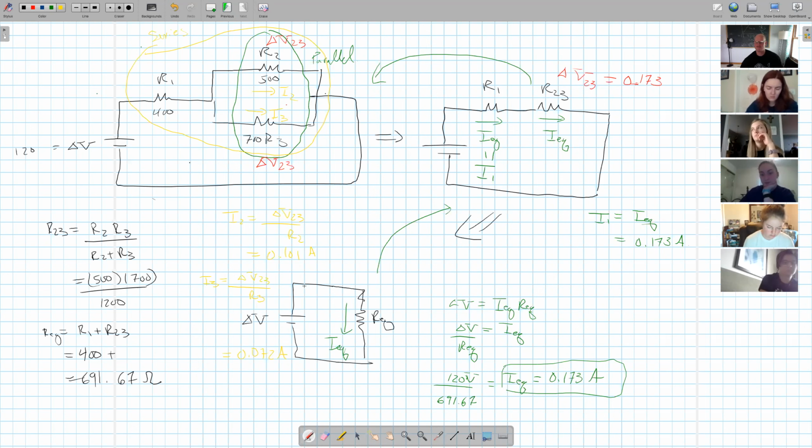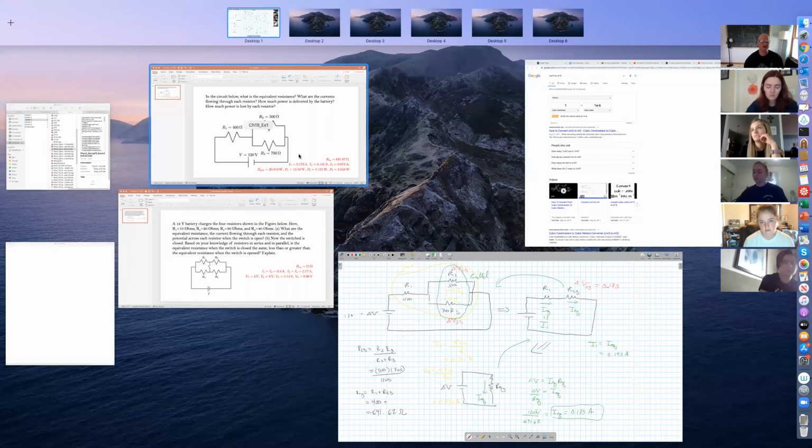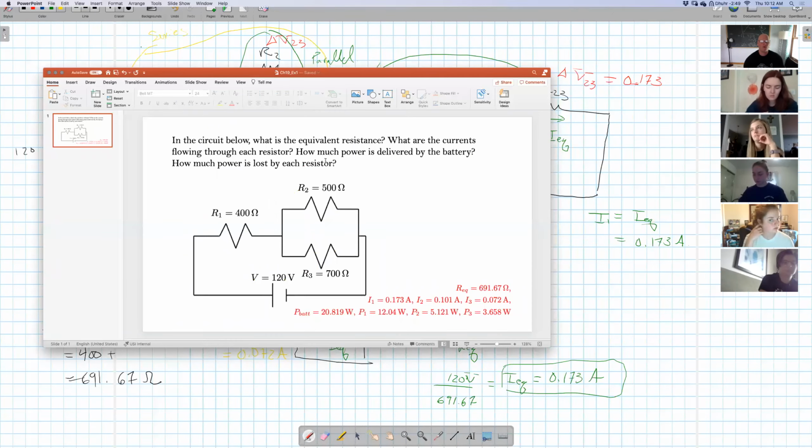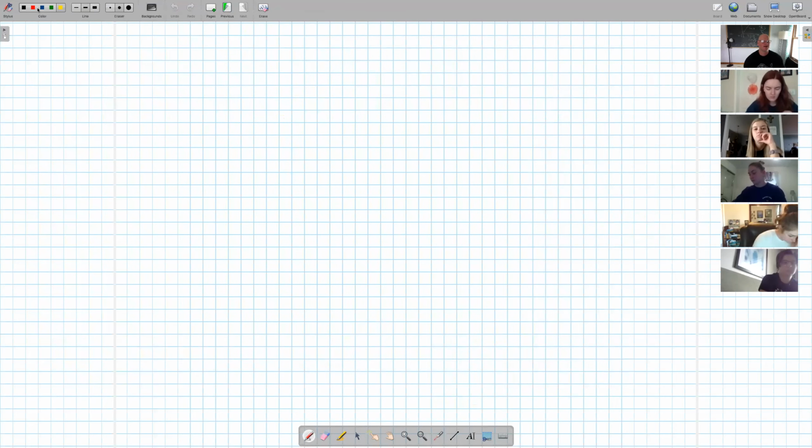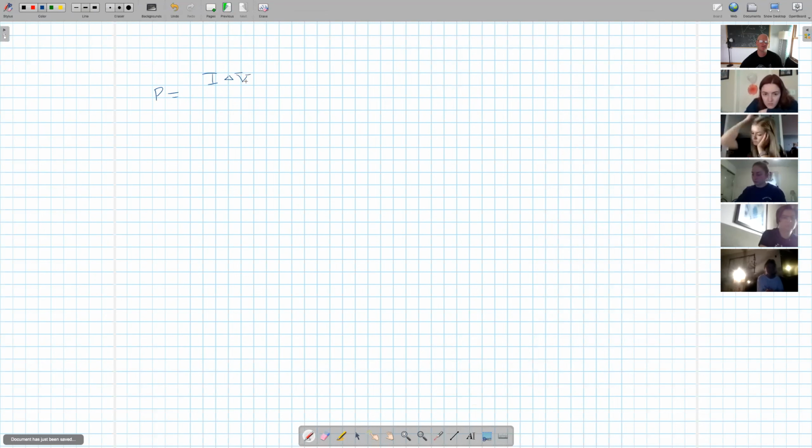Okay? So good. That's REQ, and those are the currents through each one. The next part asks, what is the power delivered by the battery? We know that power, which is the rate of energy, is equal to either the current times the change of potential, the current squared times the resistance, or the change of potential squared divided by the resistance.